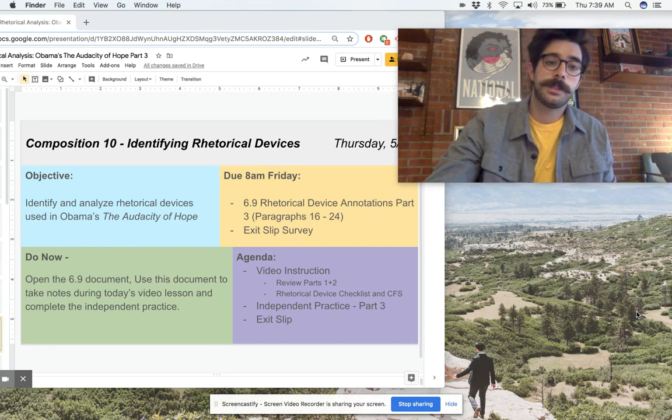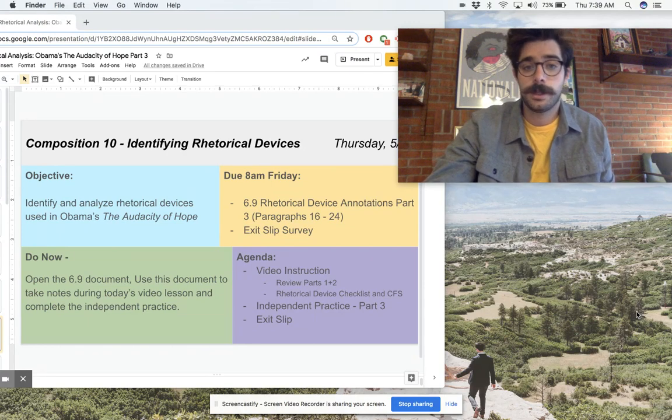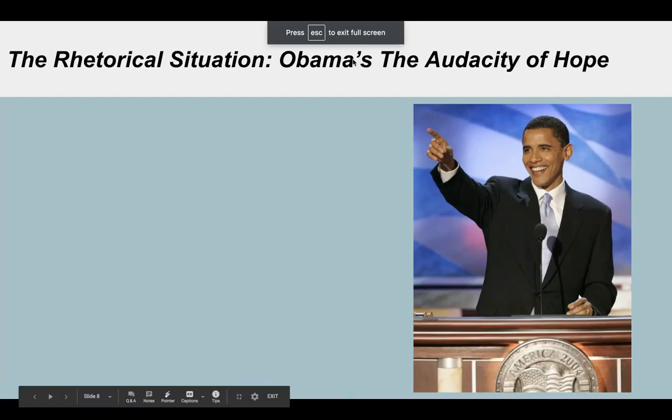We're going to be using the 6.9 document today. This document is going to look at part 3 of the speech, which is paragraphs 16 to 24. In that document, you're going to be annotating for 3 specific rhetorical devices. You will also have an exit slip that you need.